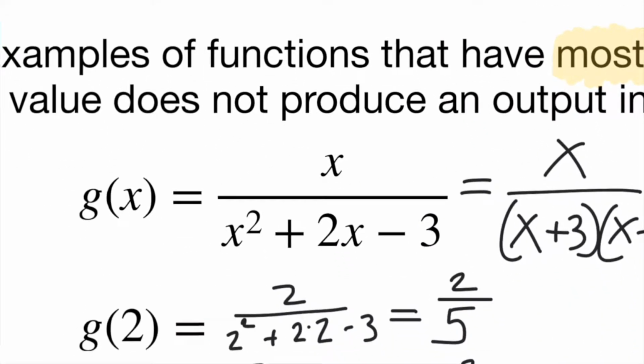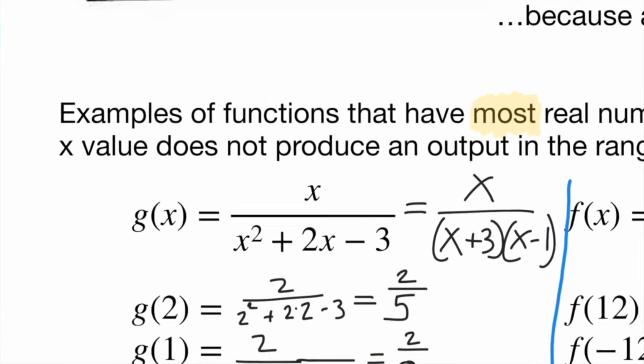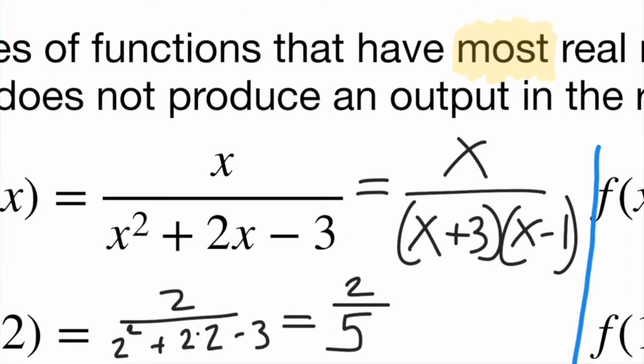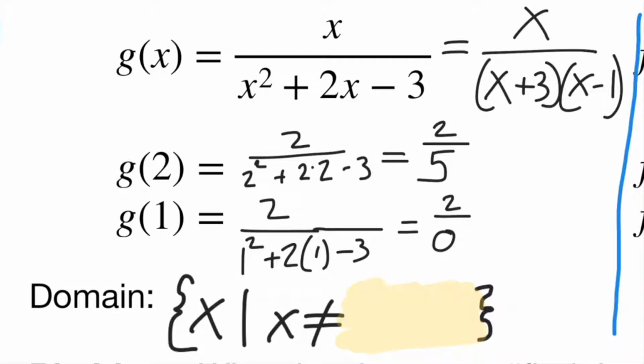Here, rational function, we've got x in the numerator, and we've got x squared plus 2x minus 3 in the denominator. Remember, the word rational means ratio or fraction. And if you wanted to, you could factor the denominator. You get x plus 3 and x minus 1. So when you plug in 2 as an input, you get 2/5 as an output. You just take 2 and put it in for x. 2 squared plus 2 times 2 minus 3, you get 2/5. Fine. Not a big deal.